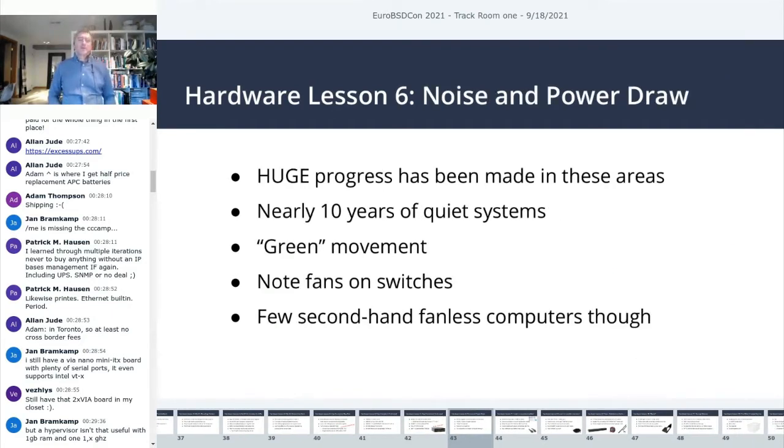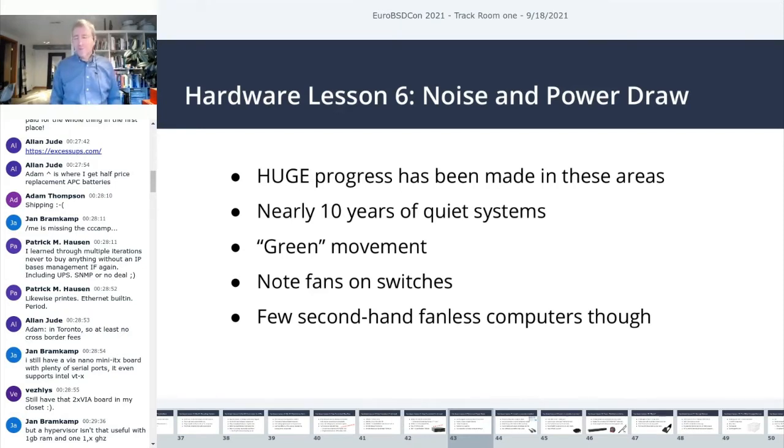So moving on, lesson six, noise and power draw. Huge progress has been made since almost everything from like 2010-ish, maybe 2012, definitely onward. Like a Dell R710 is remarkably quiet, whereas all predecessors should pretty much be recycled and put into retro computing. That's just an opinion. There's a whole green movement. Switch vendors are realizing you might not want a screaming switch, and there's a whole fanless movement.